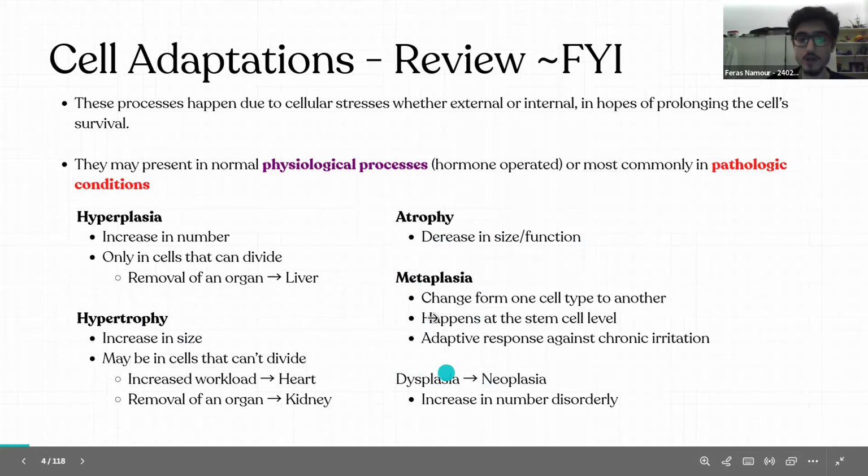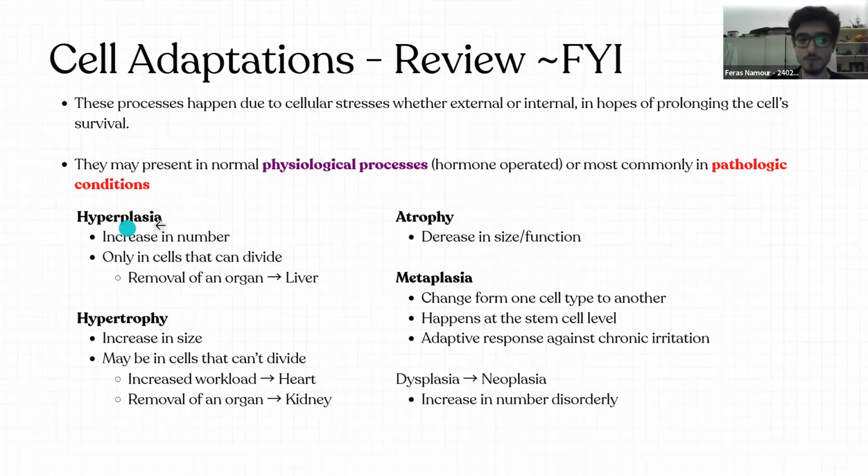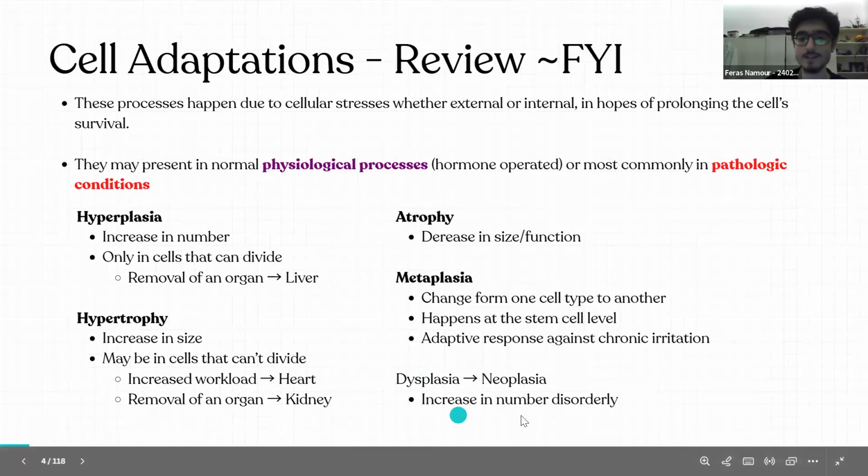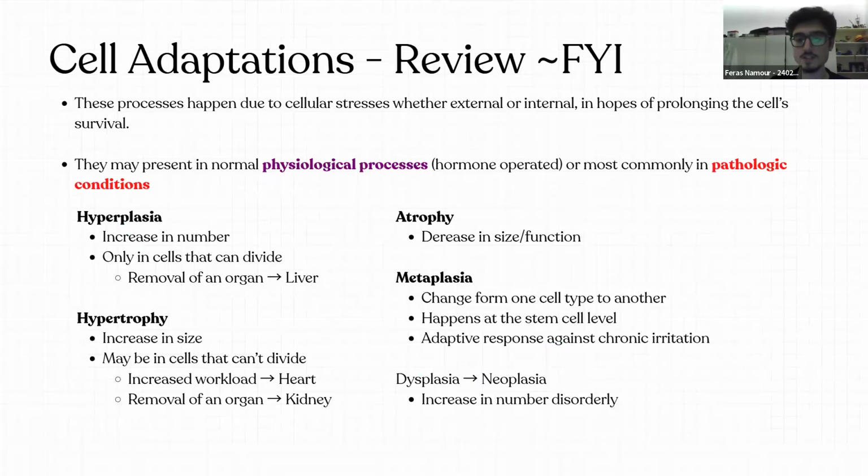And lastly, we have dysplasia, which will be covered in Maya's part more with neoplasia. But essentially, it's similar to hyperplasia, but this time around, it's increasing in number in a disorderly fashion. There's no order, there's no organization. Cells are just replicating and it's not under control. It could lead to neoplasia and malignancy.